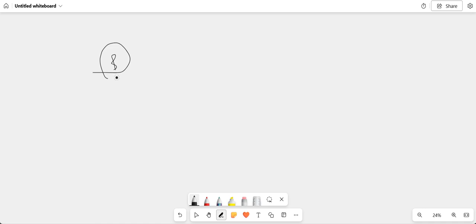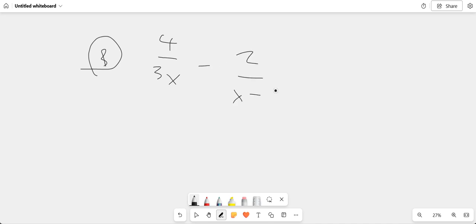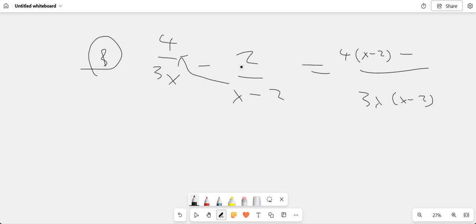Part B. So again, similar situation here. I'm just going to take the first two terms, so 4 over 3x minus 2 over x minus 2. So again, cross multiply, combine the bottom, so 3x open bracket x minus 2, and then obviously times this up here, so it's going to become 4 times x minus 2, and then minus in the middle because of the minus sign, and then times that up there, so minus 6x.